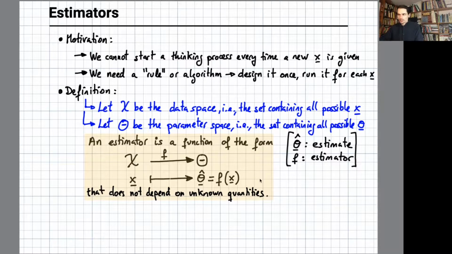Let us be clear about the terminology. An estimate is a number or a vector, what we obtain by evaluating this function here, and f is the function itself. It's very important not to confuse these two words. There's also the word estimation, which is precisely what we are doing. This is the activity we carry out in this course. We do estimation. And also the verb to estimate, which means to compute an estimate. So it's very important not to make mistakes with this.